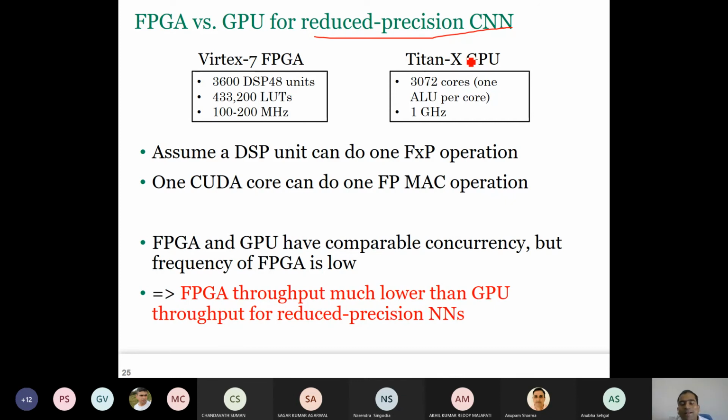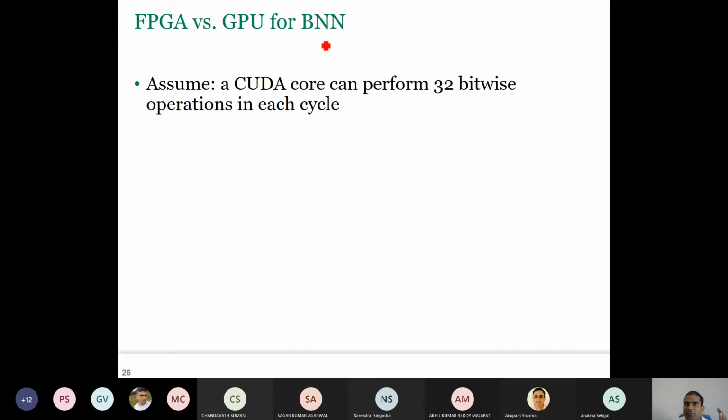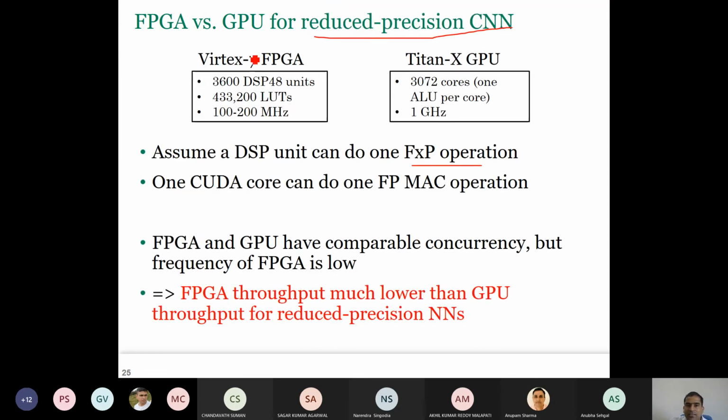So here, first of all, we will take the example of a CNN which uses fixed point notation, fixed point weights. And then in the next slide, we will do that. Okay, not just fixed point, I want to go to the binarized neural network, BNN. Fine. So first of all, let us see this.